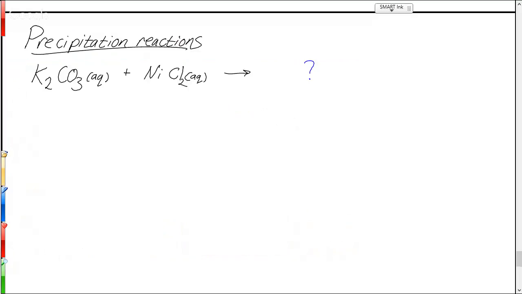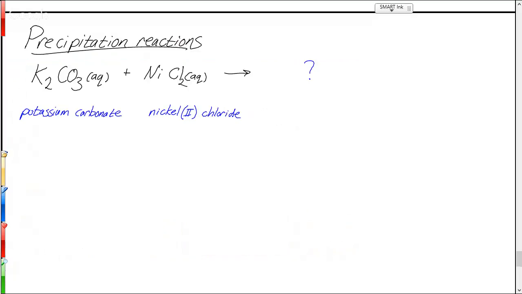Yeah, you switch places. So this is called a double displacement reaction, and you switch ions. I think it's actually most helpful if we do it by the names instead of by the formulas, so we don't get distracted by the subscripts. So we would call this one potassium carbonate. And we call this one nickel 2 chloride.